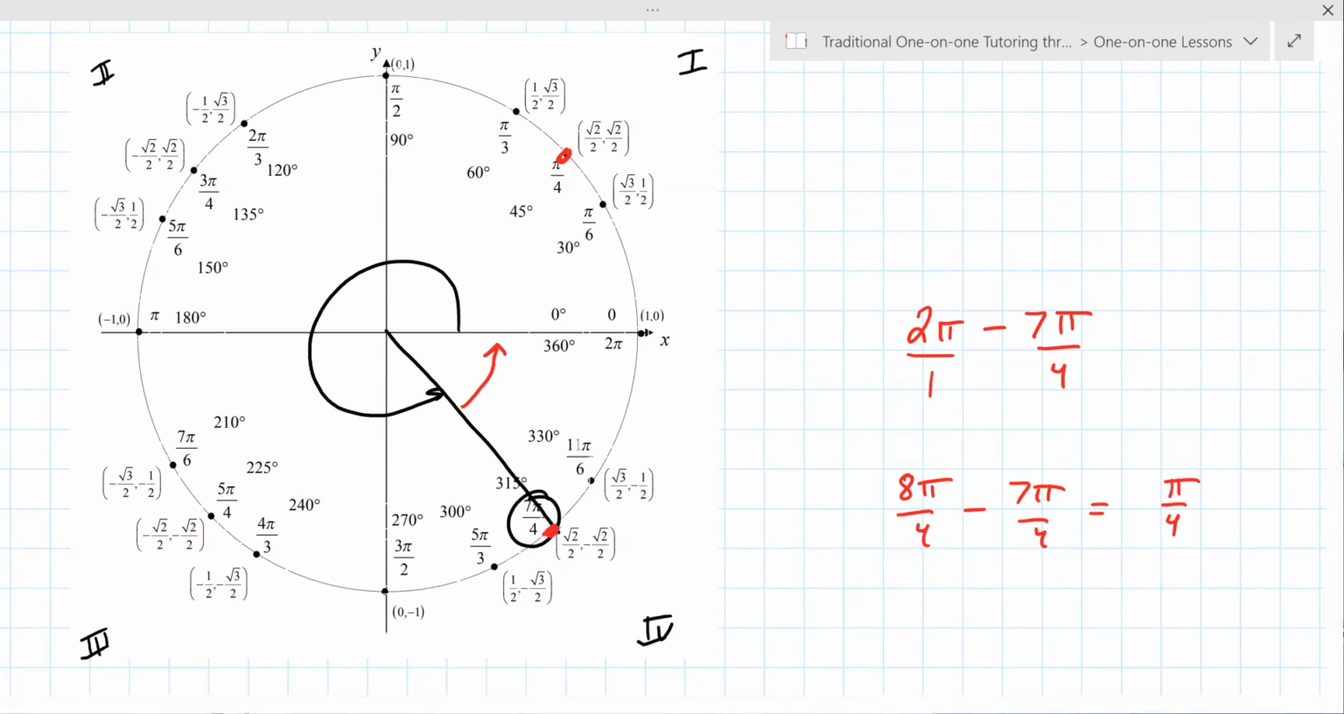Is that okay? Is that something you feel like you could do on your own? So the reference angle is pi over 4.